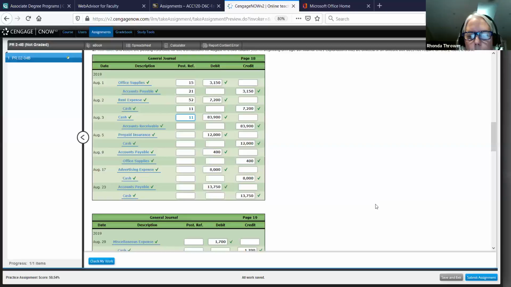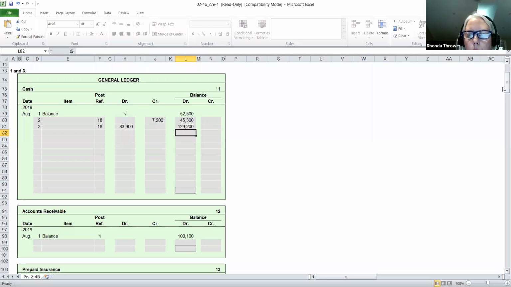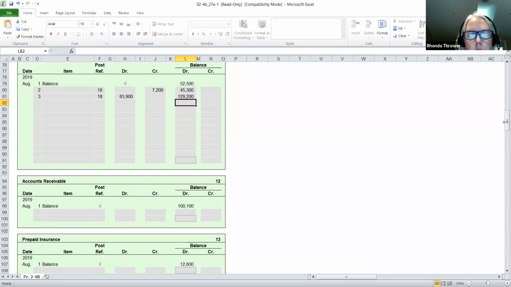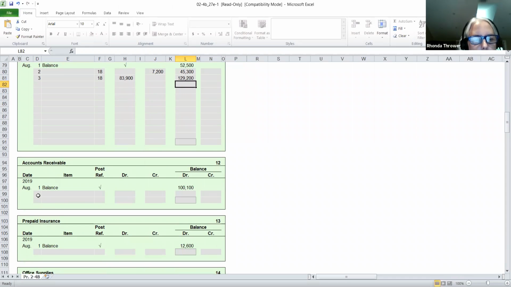So I'll stop sharing with you. I'm going to go back to my ledger. I'm going to share that with you, and I'm going to scroll to accounts receivable. It's on the next line here. I'm going to put down the date from the journal entry. It was the 3rd of August. This is still journal page 18. And then what we did is we credited the account for $83,900.